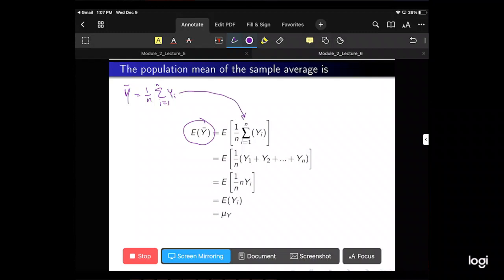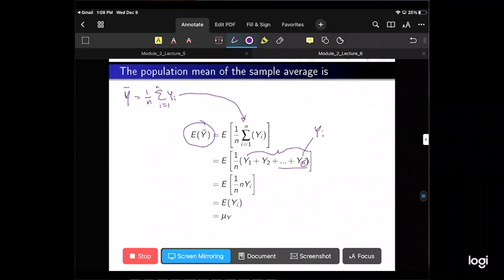Okay, then let's expand this sum, so we'll have y1 plus y2 plus all the way up to yn. How many of these are there? Since this is IID, each of these is yi. Well, there's n of them, so then we can just collapse this, and we get n times yi.